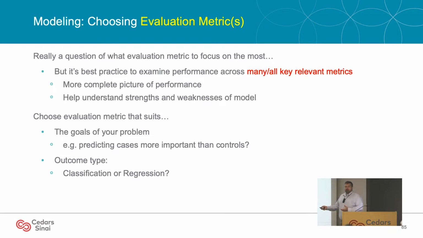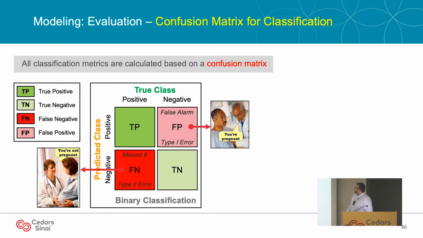We also care, in picking our metric, what is the outcome we're trying to predict? Are we doing classification or regression? And we're going to cover metrics for both of these here in a second. We also care, as we saw in the example I just gave, if we're doing classification, is our data set balanced or not? When we're evaluating classification data sets, we're pretty much always going to start using a confusion matrix.